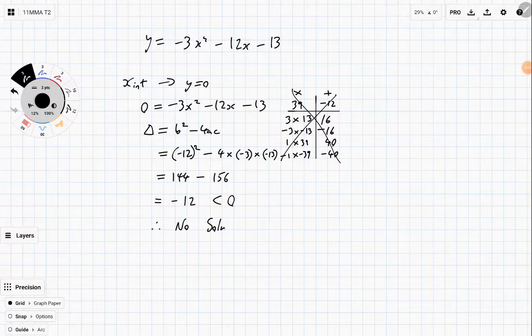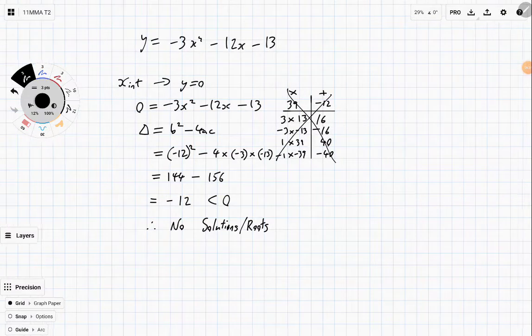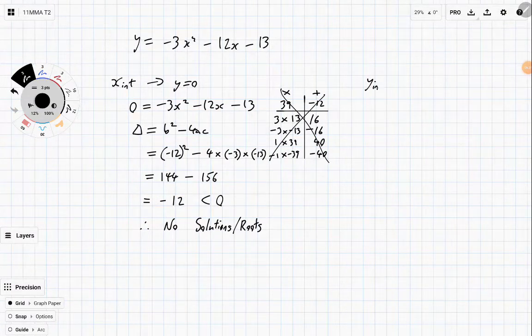Which means roots, no roots. This will not touch the x-intercept, the x-axis at all. Alrighty, next up is the y-intercept. Y-intercept happens when x equals 0.